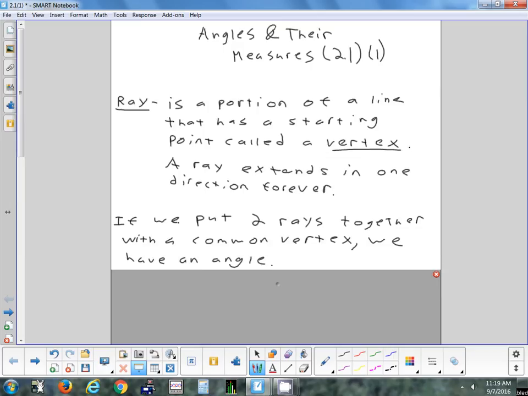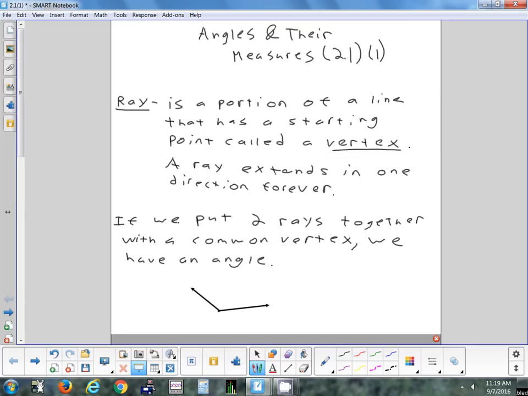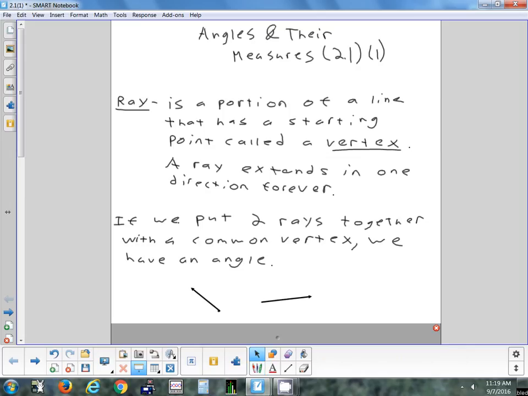Now if we take two rays and put them together with a common vertex, a common starting point, that's when we create an angle. So here's an example of an angle. Just take two rays, give them a common starting point, common vertex, we just created that angle.